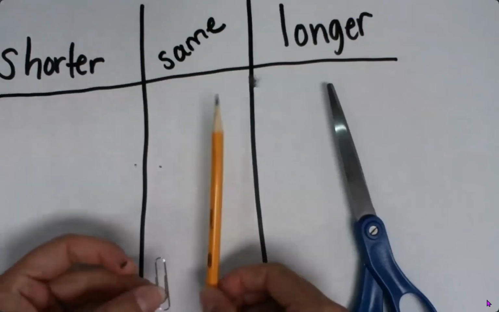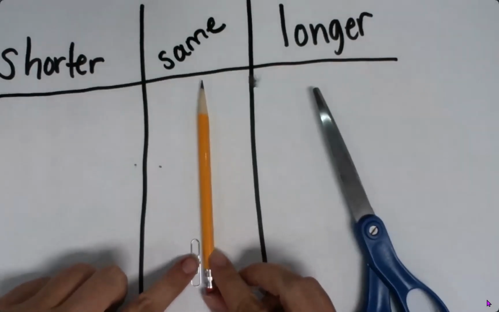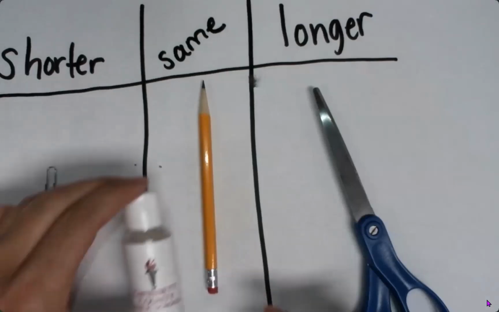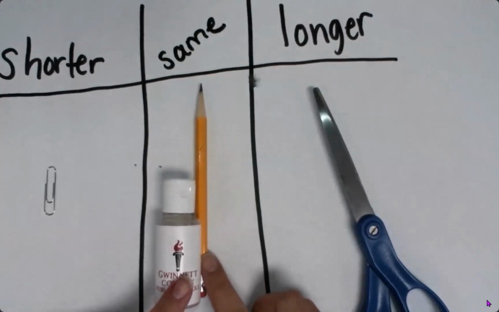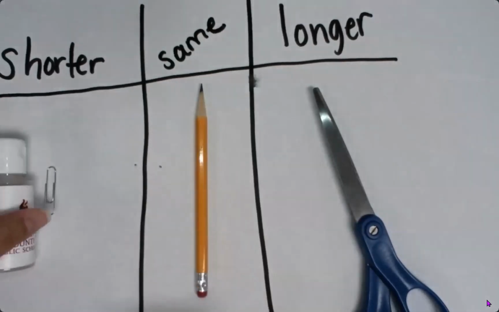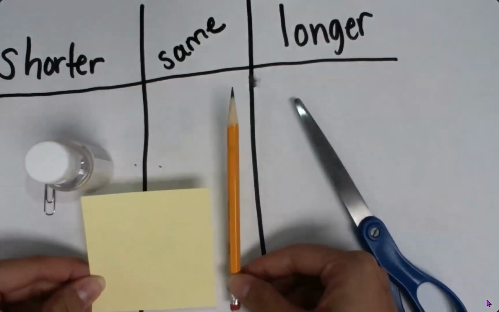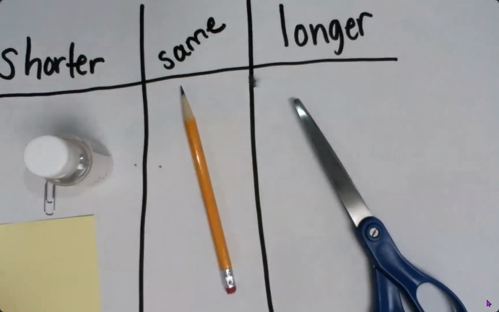I have a paper clip. Again, we want students to line the objects up at the bottom. I can see the paper clip is shorter than the pencil, so I would move it over here. I have a bottle of hand sanitizer. I'm going to line up the ends. I see that the hand sanitizer is shorter, so it's going to go over here on the shorter side. And we'll continue to do this as we sort objects and determine whether objects are shorter, the same, or longer.